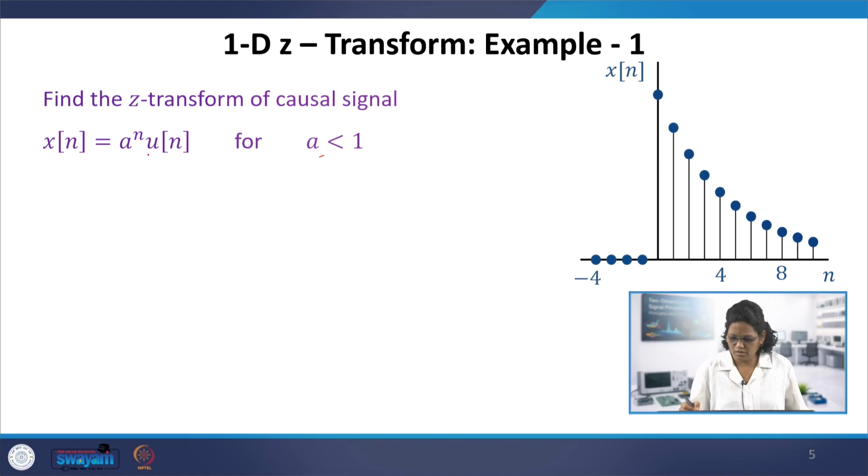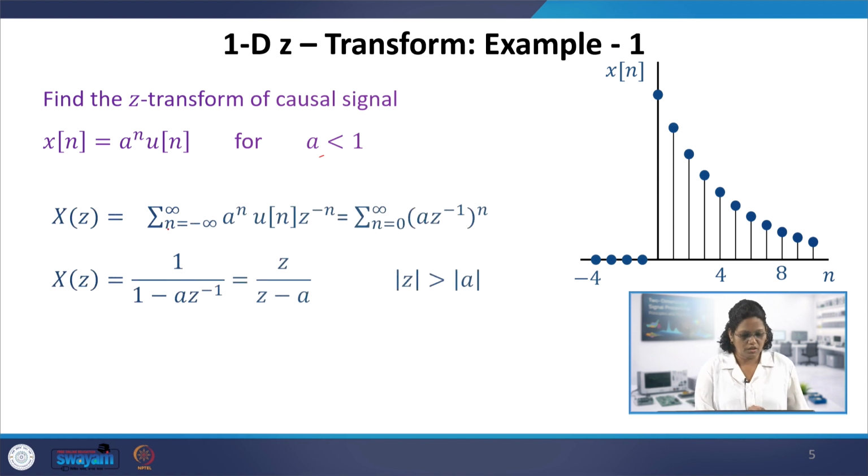So if you substitute a equal to 0.5, or any a less than 1, then for n equal to 0 this gives 1, then 0.5, then 0.5 squared, 0.25, and so on. It's a decaying sequence. So for this sequence x of n, what is the Z transform of it?